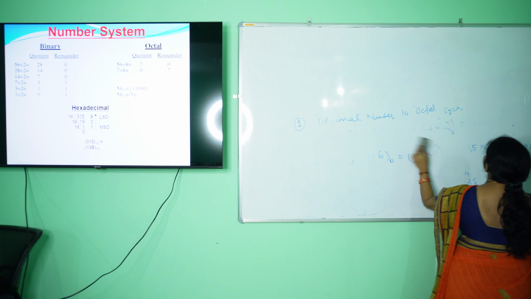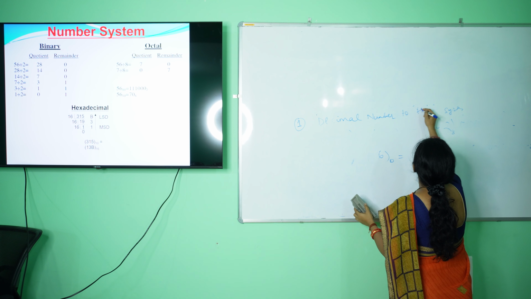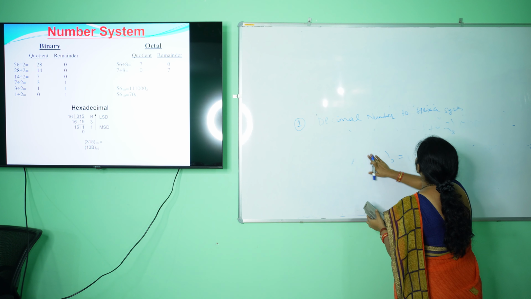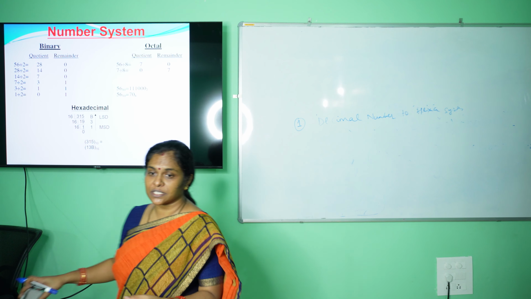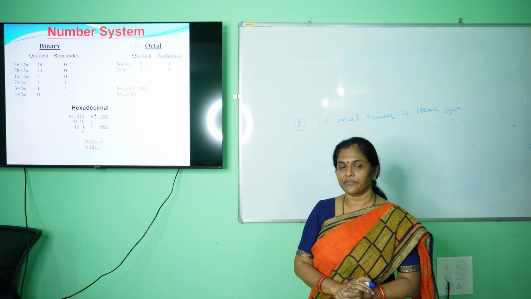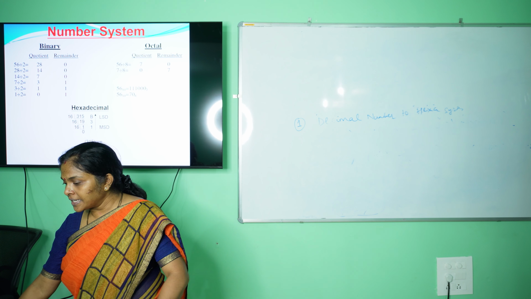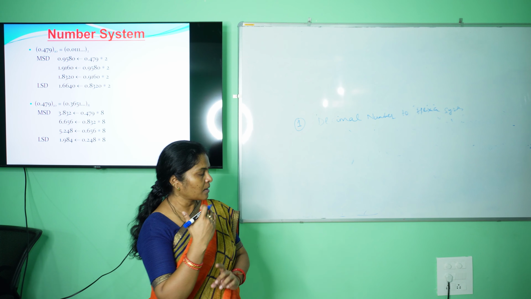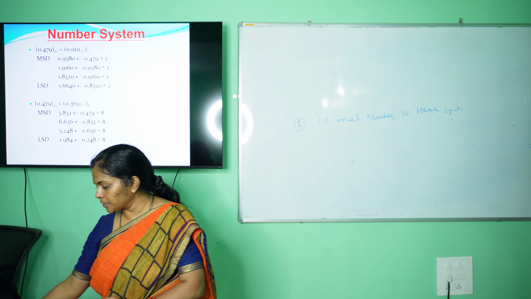Now decimal to hexa. Let me tell you, same principle. If you want to convert any decimal number to the hexadecimal number system, same, you have to divide with 16 and multiply with 16. So this finished our decimal to octal, decimal to binary and decimal to hexa.